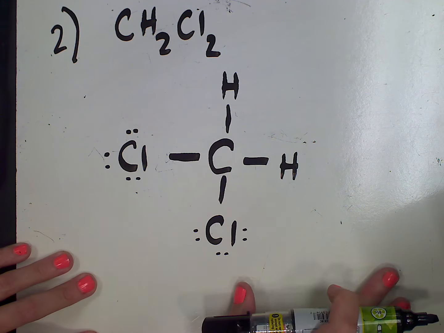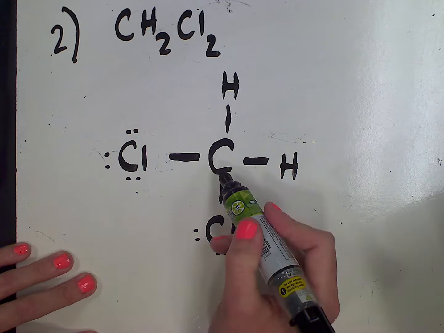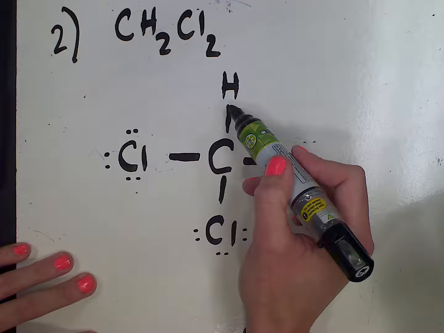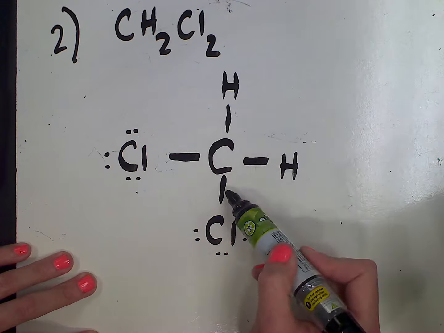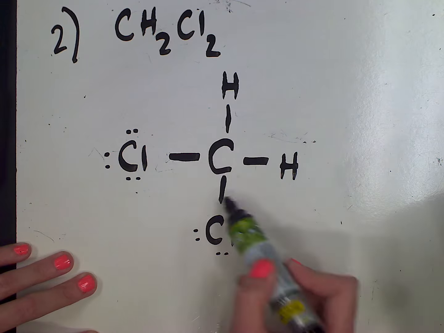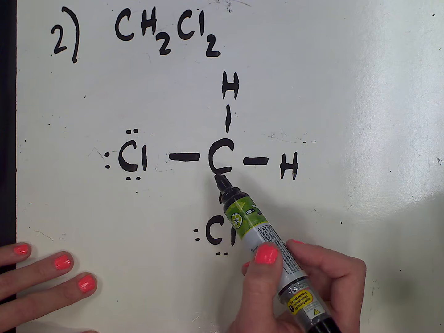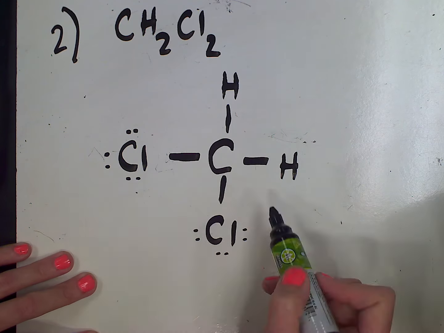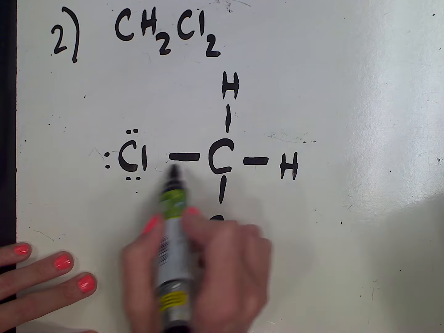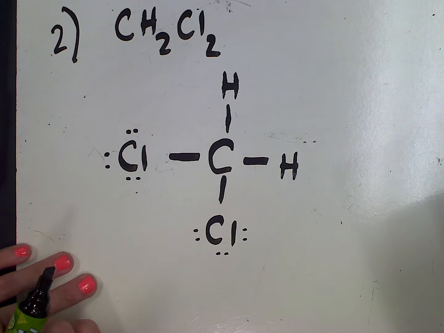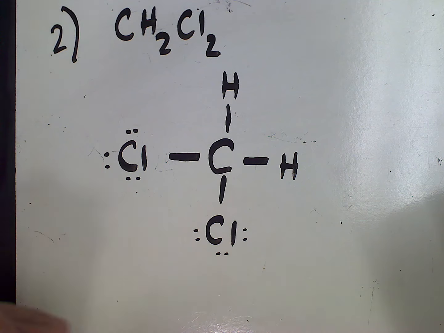Now we evaluate for the octets. So for carbon, including shared electrons, 1 coming from hydrogen, 1 coming from carbon, we have 2 in this bond, 2 in that bond, 2 in this bond, and 2 in that bond. So that's 8 complete shared electrons, so we're good to go on carbon. Hydrogen is good to go with 2, and chlorine, 2, 4, 6, 8. We're good to go on the chlorine as well. Okay, so good to go on this structure.